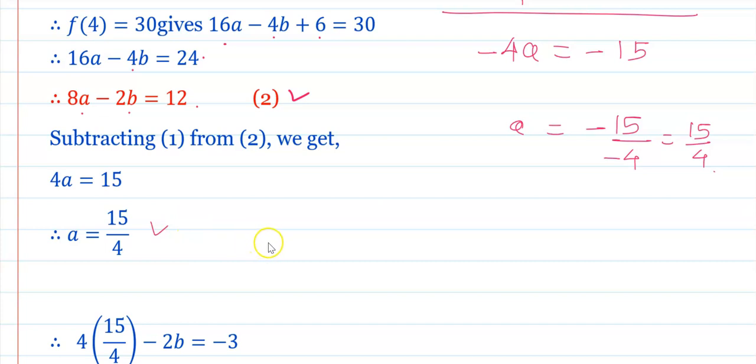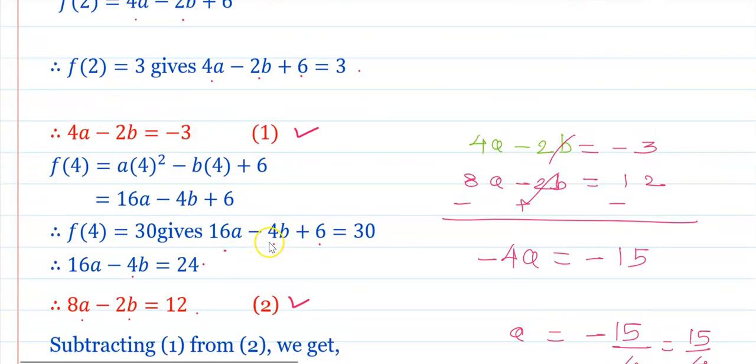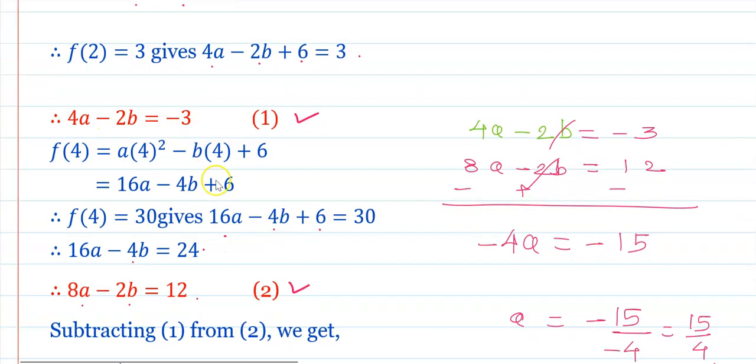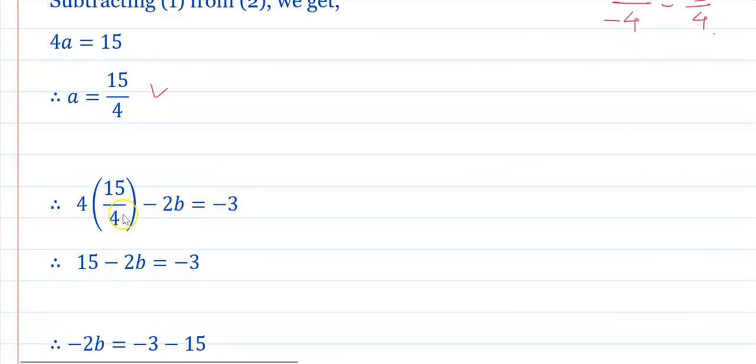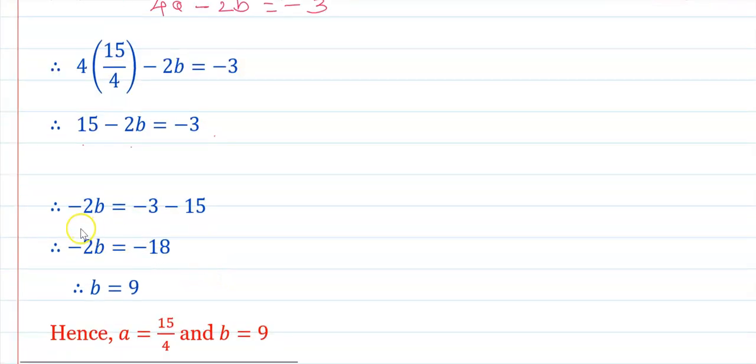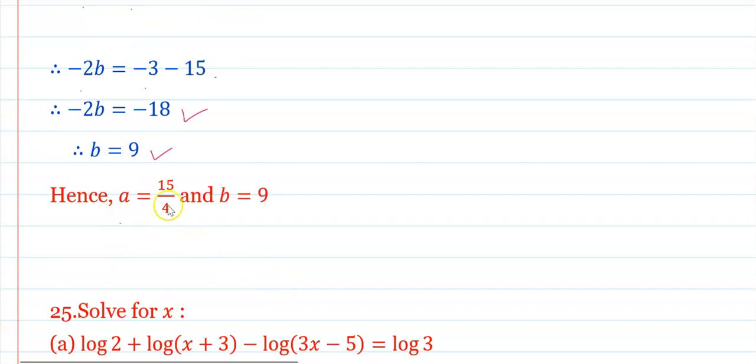Now, find out the value of b. We will put a in one of the equations, that is 4a minus 2b is equals to minus 3. Putting the value of a here, 4 gets cancelled. You will get 15 minus 2b is equals to minus 3. And therefore minus 2b is equals to minus 3 minus 15, that is equals to minus 18. And hence b is equals to 9. So a is equals to 15 by 4 and b is equals to 9.